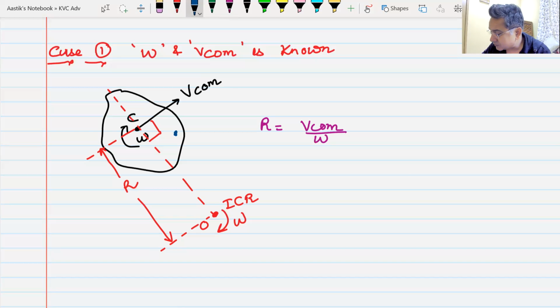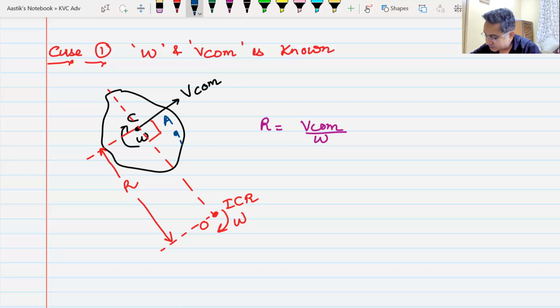Now, if I have to find the velocity of any other point, let us say this is point A, what will be the velocity of this point A? How will you find it out? This point A is some point on the body. At this instant, remember, at some other instant it will be different, how will you find the velocity of this point?